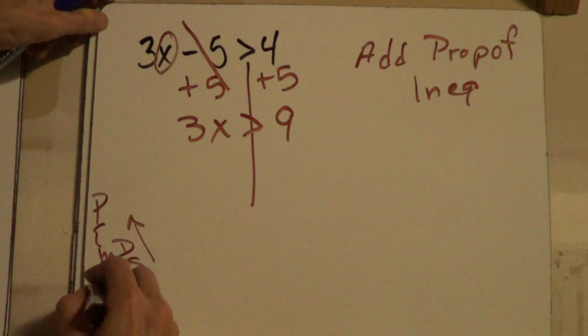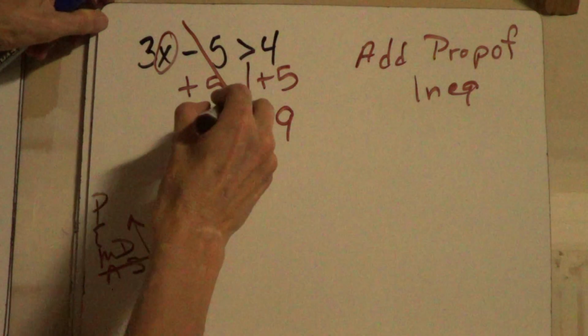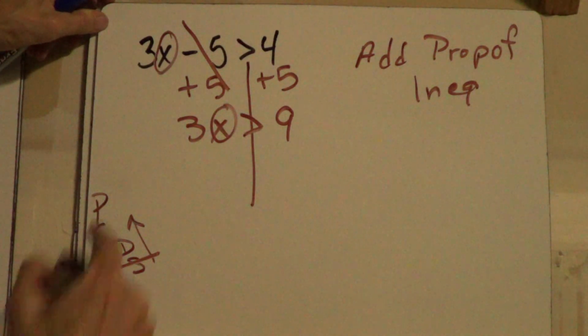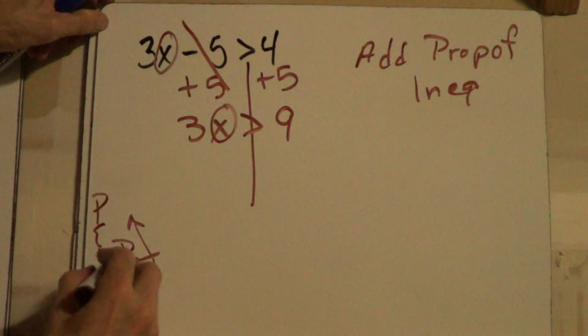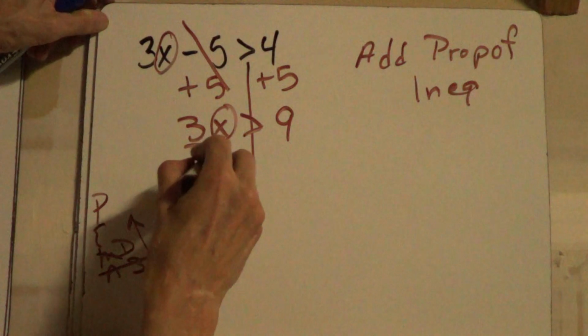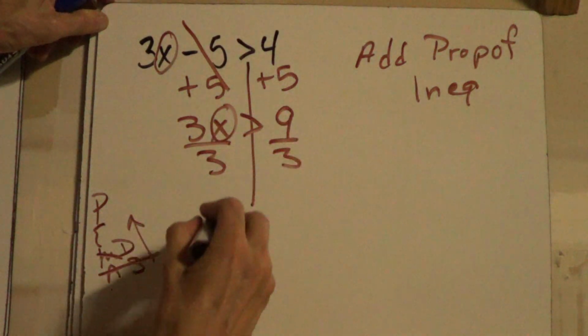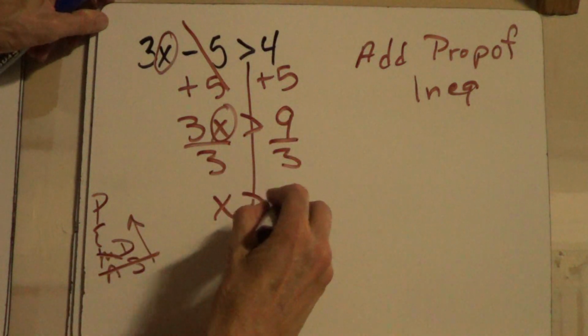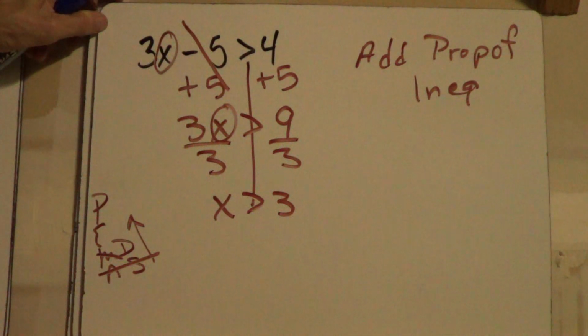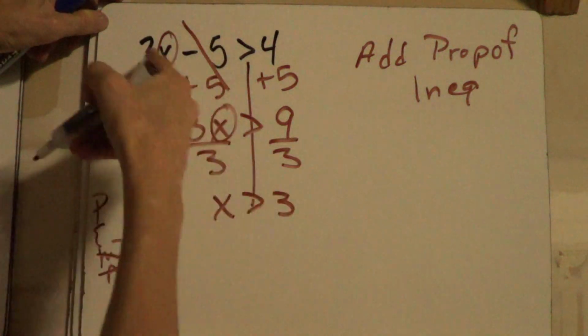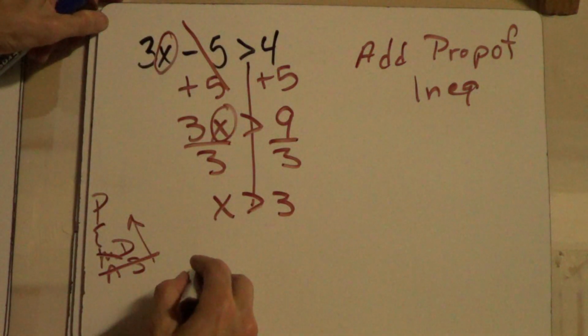Okay, now we're done with add, subtract. Creepy dude's still circled. He's being multiplied by a 3, so that tells us to divide by 3. And we find that x is greater than 3. When we plug it back in, 3 times 3 is 9.